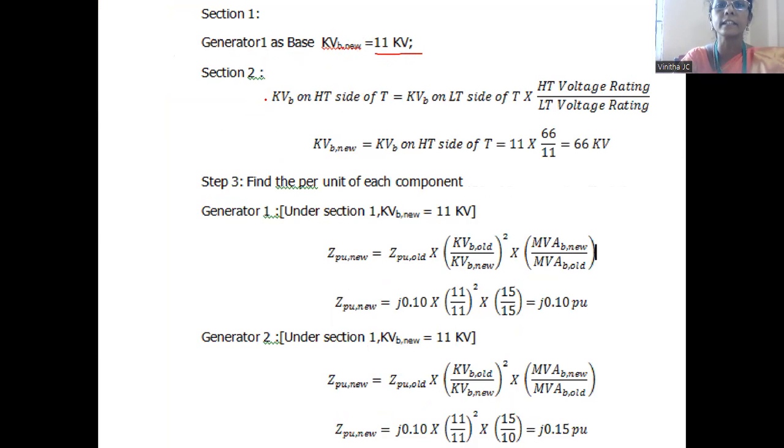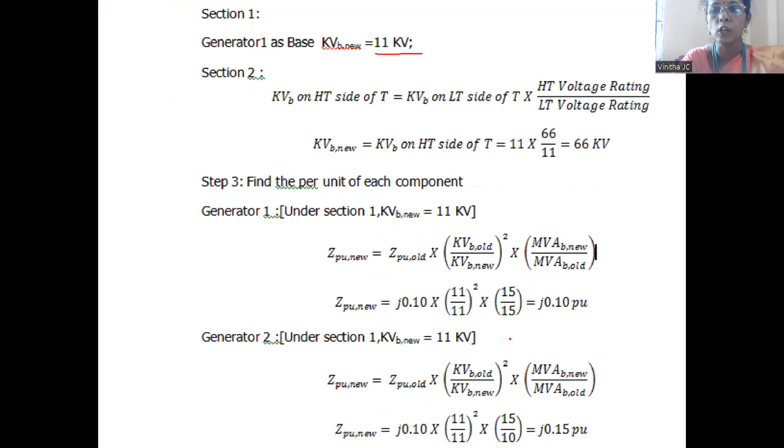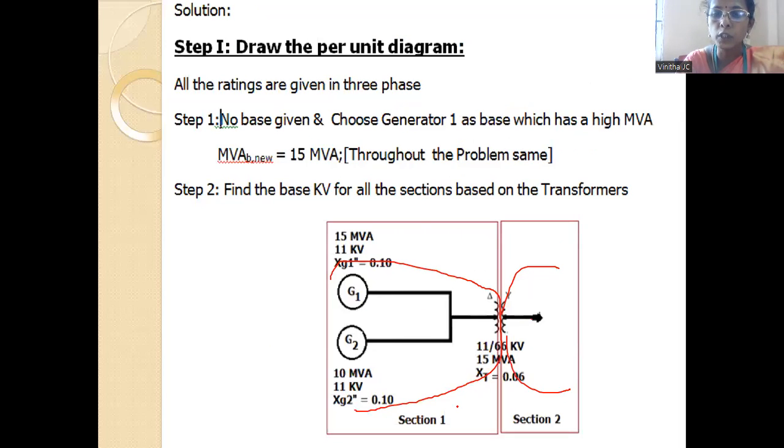And coming to the second section, if you take the second section for the transformer, it is nothing but the high tension side. So we have to apply the formula: kVB on HT side of transformer equals kVB on LT side of transformer into HT voltage rating divided by LT voltage rating. So what is kVB on LT side of transformer? Here we have already taken kVB new equal to 11 kV.